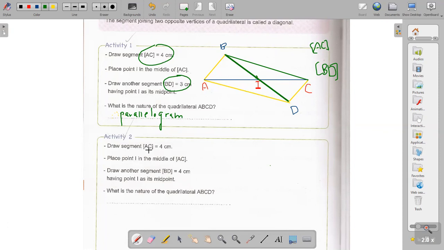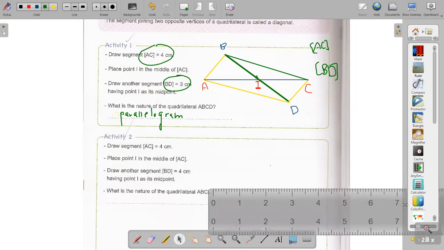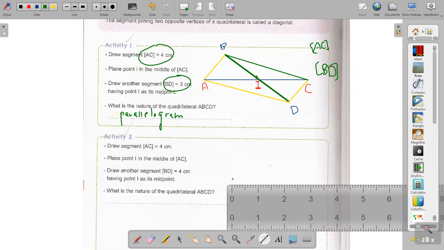Now let's do activity 2. We will draw a segment AC equals 4 centimeter. So I will bring now a ruler. I will measure 4 centimeter, from 0 till here. It's 4 centimeter. Then I will mark a point I in the middle of this segment. Middle, meaning half of 4, it's 2. So it will be here. I will mark it I. This segment I will name AC.